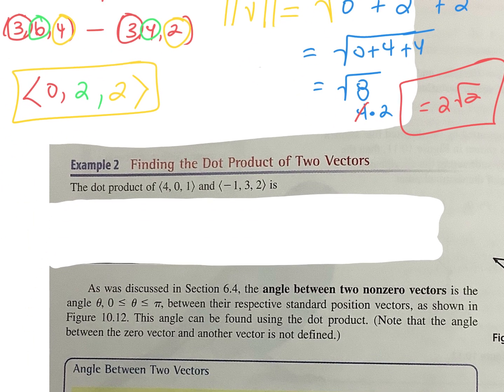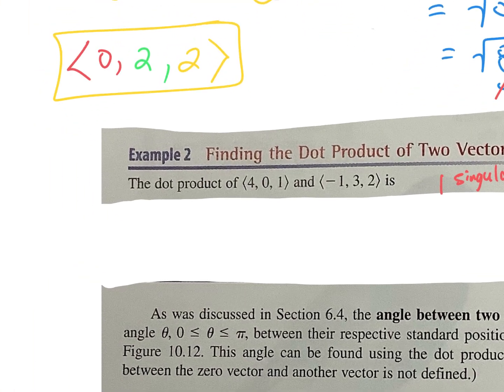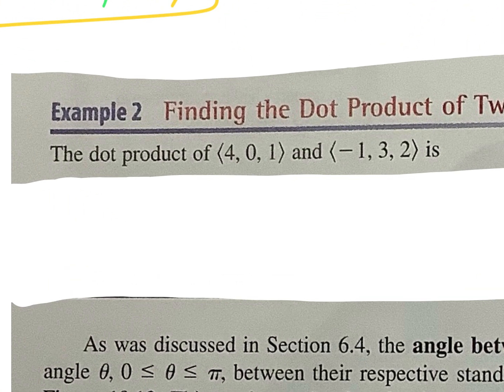So dot product. Remember, dot product is one singular value. You're not going to have a vector. It's just going to be one number. So how do you find the dot product? Well, I have u and v. It's first times first, plus second times second, plus third times third. So it's 4 times negative 1, plus 0 times 3, plus 1 times 2. First with first, second with second, third with third.